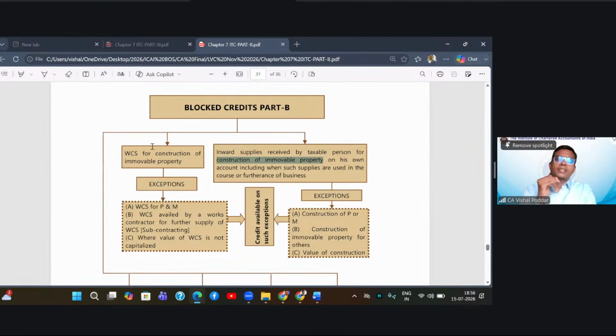However, it has some exceptions. First exception is our standard exception. Why are you taking inward service of works contract? Because your outward supply is also works contract. You are a builder developer. So I have purchased steel, cement, bricks, which are my inward supplies for doing construction, but the construction is for sale. So same logic, where all these inward supplies become the source of my business.